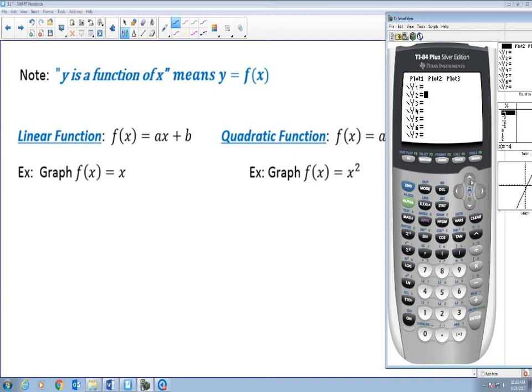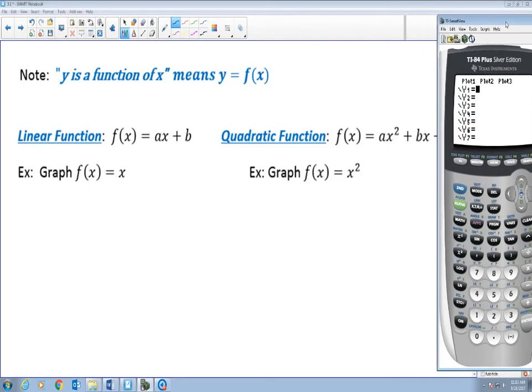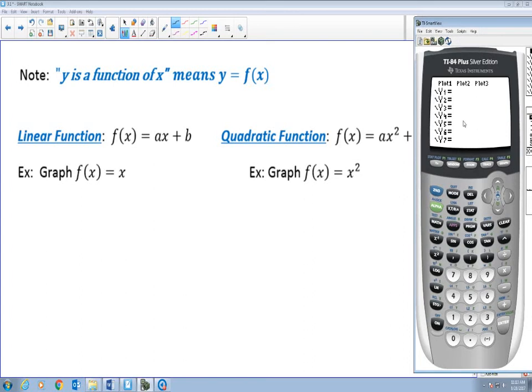For graphs or equations that are not a function, there's another way to graph it. We will talk more about that later on this semester. All right, first thing, when you come to y equals, please clear out every single one of these. Make sure none of these y's has anything in it, otherwise it will give you a weird looking graph.